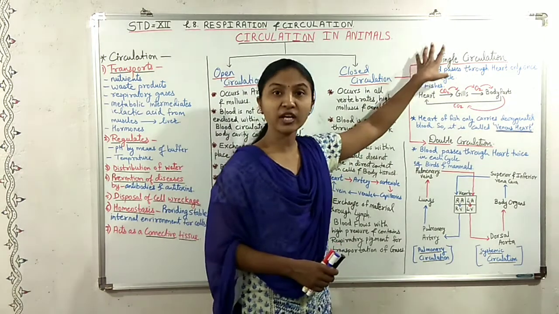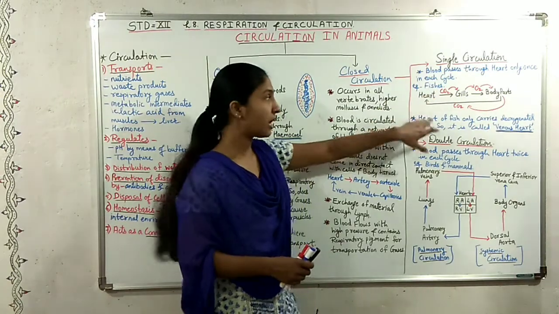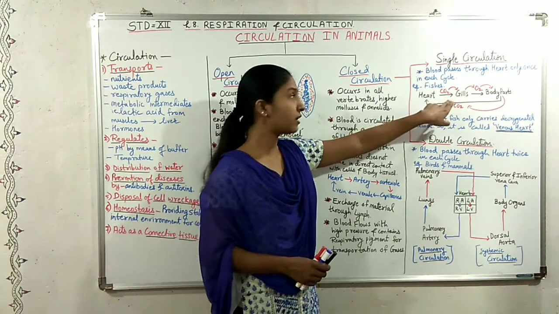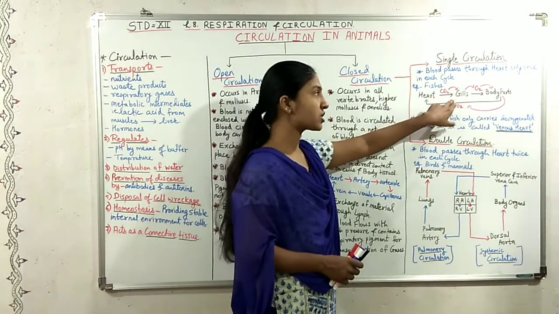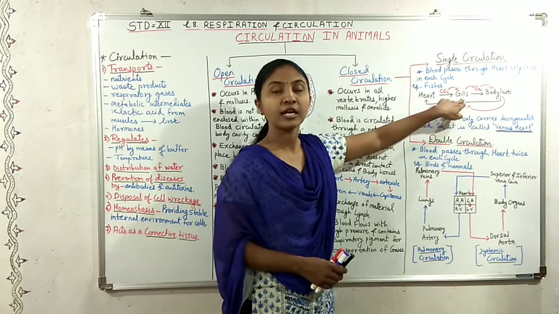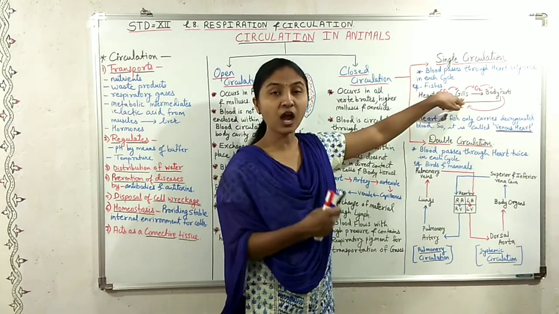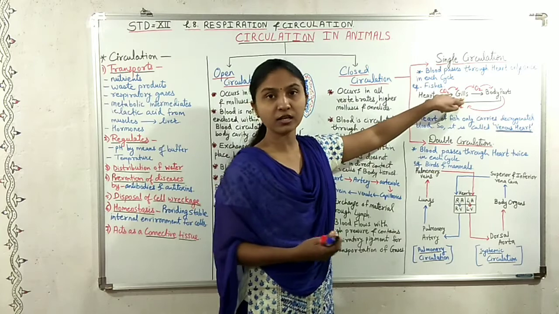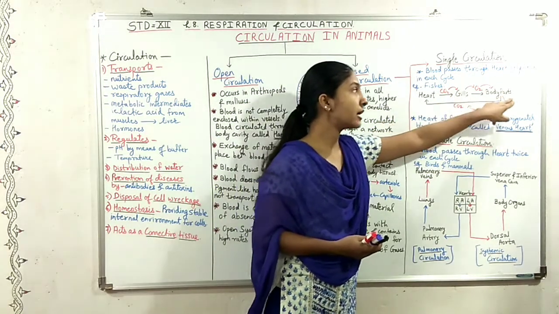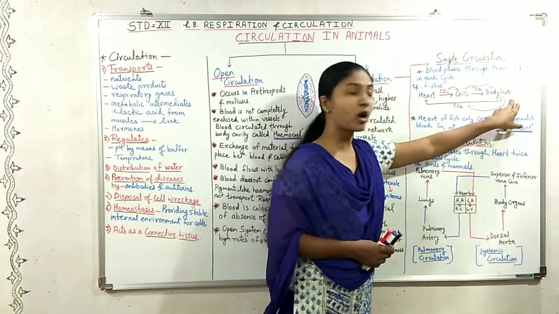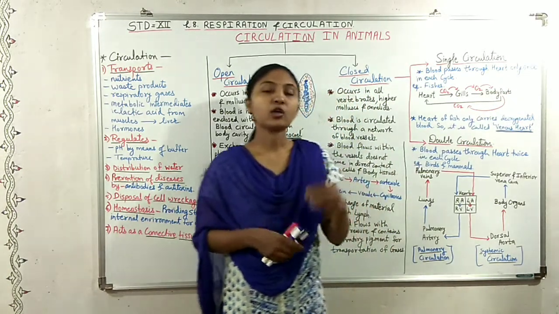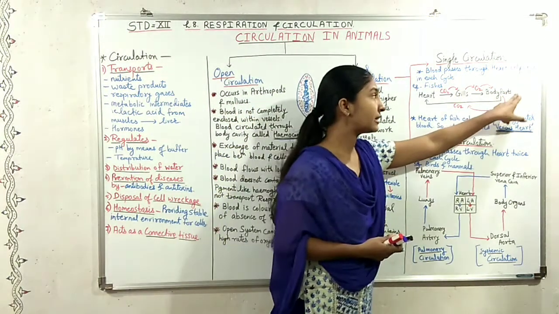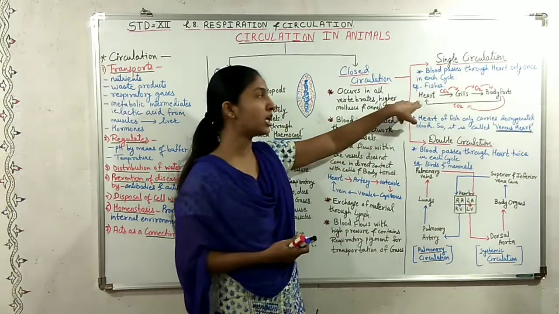Now this type of circulation is seen in fishes. In fishes, what happens? From the heart, the deoxygenated blood, that which contains carbon dioxide, is taken to the gills. Here the carbon dioxide is given out, oxygen is taken in. So here the oxygenation of blood takes place in the gills. Now this oxygenated blood is transported to the body parts of the fish, and there that oxygen is used up and carbon dioxide is taken from the parts of the body, and that blood again is transported to the heart.